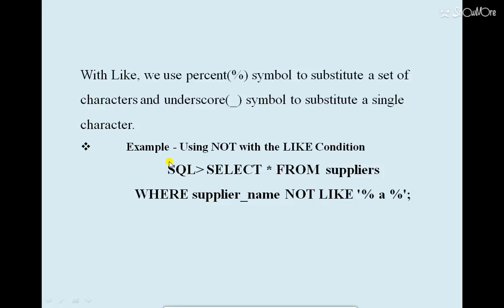In this example I use the not keyword with the like condition, which means we can query the table for records that do not match the condition, like this: select star from suppliers where supplier name not like percent a percent. It indicates that records with the pattern mentioned here are not displayed from that table.